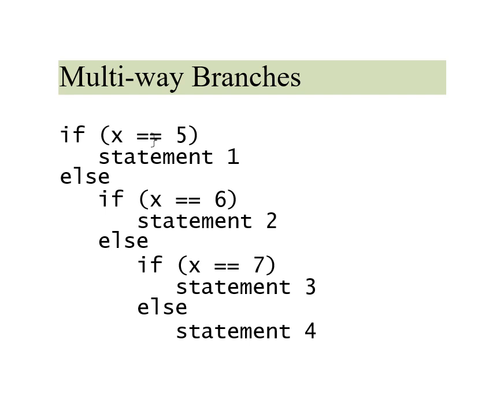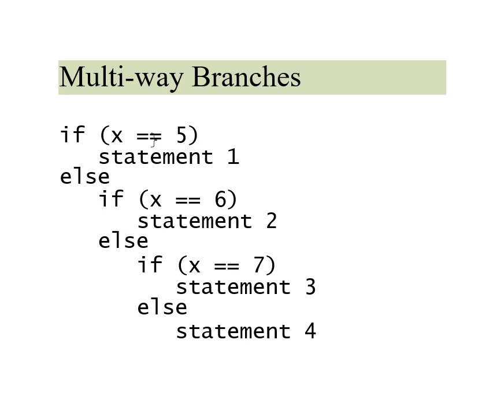All right, so if x is 5, you do statement 1. If x is 6, you'll do statement 2. If x is 7, you'll do statement 3. And if x is something other than 5, 6, or 7, then you'll do statement 4. So this is one way of creating multi-way branches.